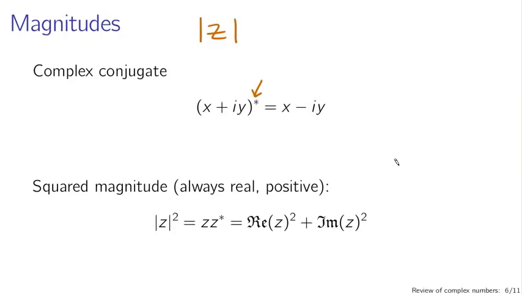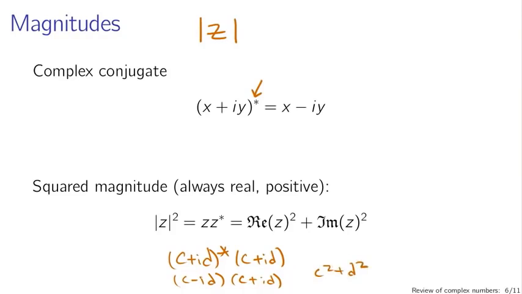The squared magnitude then, which is always going to be a real and positive number, this absolute value squared notation, is what you get from multiplying a number by its complex conjugate. And that's what we saw earlier with c plus id. Say I take the complex conjugate of c plus id and multiply it by c plus id. Well, the complex conjugate of c plus id is c minus id, times c plus id. And doing the distribution, like we did when we calculated the denominator when we were simplifying the division of complex numbers in rectangular form, just gave us c squared plus d squared.